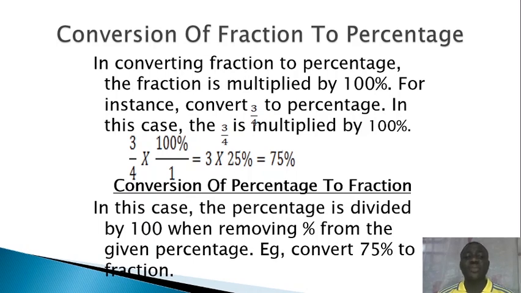In this case, this 3/4 is multiplied by what? 100%. How do you multiply it? You see it here, 3/4 times what? 100% all over 1. So if you use 4 to divide 4, you will have 1, which means that 3/1 is the same thing as 3. Then if you use 4 to divide 100, you will have what? 25. That means that 25/1 is what? 25%. Multiply 25 by 3, you will have what? 75%.